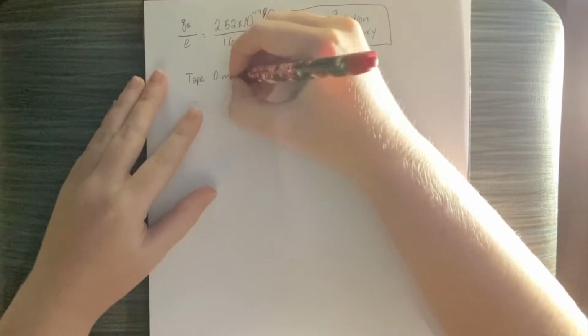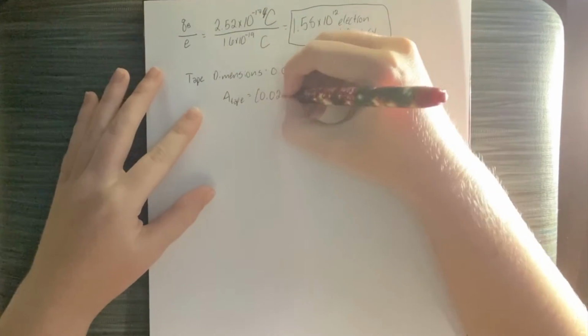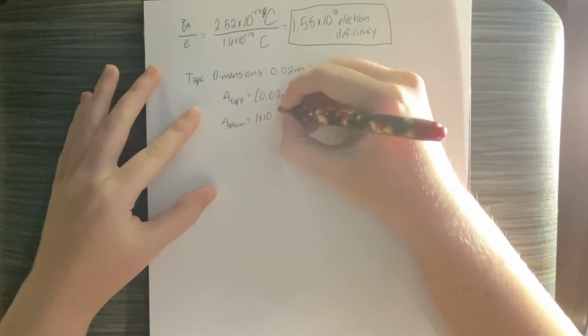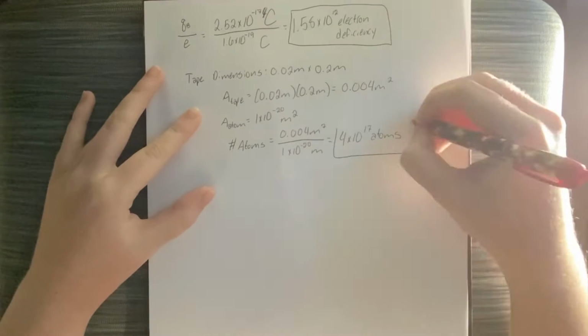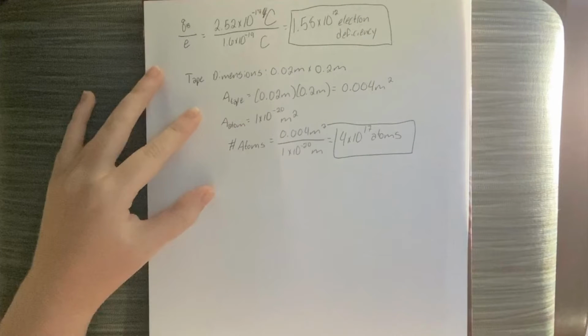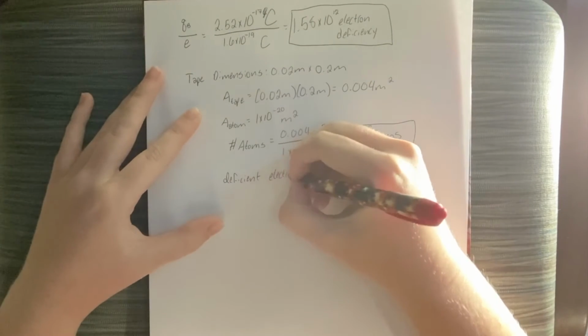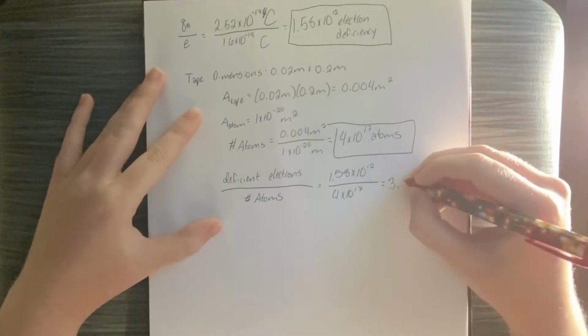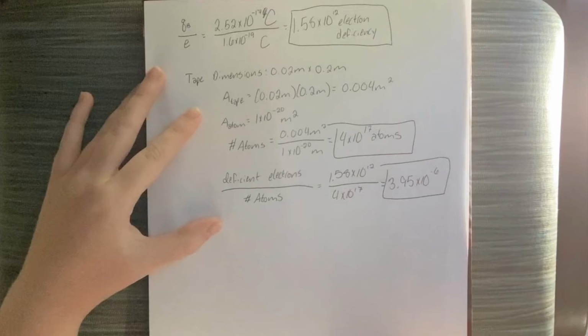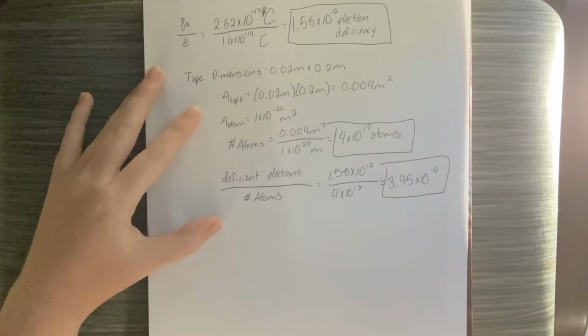We can start to find the ratio of atoms that gave up electrons by starting with the dimensions of the tape. We can find the area of the tape, which is 0.004 meters squared, and the area of an atom that we're using is 1 times 10 to the minus 20 meters squared. By dividing these two quantities, we make the estimation that there are 4 times 10 to the 17 atoms in the strips of tape. This is an estimation, of course, this isn't exact. We can divide the deficient electrons by the number of atoms to determine that the ratio of deficient electrons to atoms is 3.95 times 10 to the minus 6.